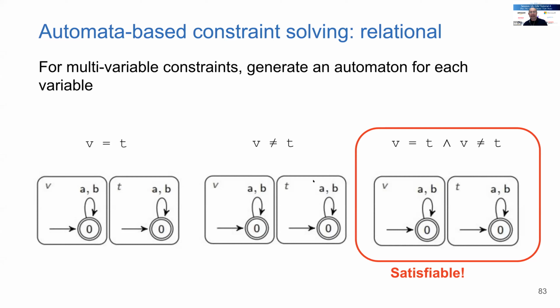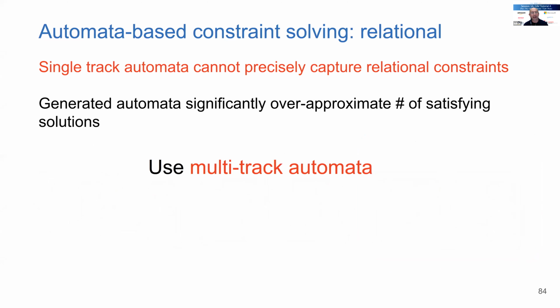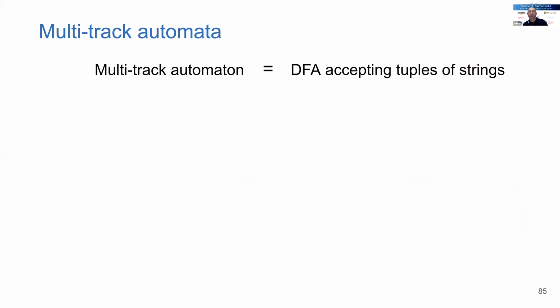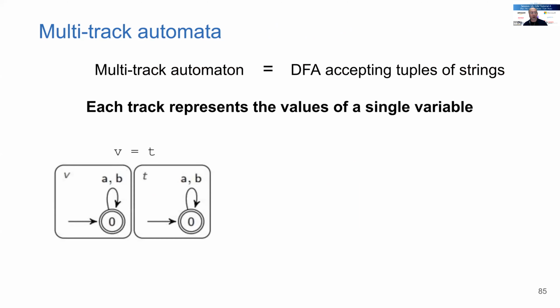So basically, keeping separate automata for each variable, if you do what I told you, it doesn't work, okay? It gives a very bad over approximation, because it loses relations among variables. So what you need is what we call multi-track automata. Create an automaton that accepts tuples of strings, and each track represents the value of a single variable. The best way to show it is with an example.